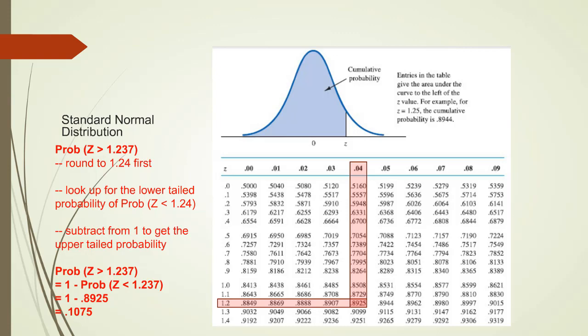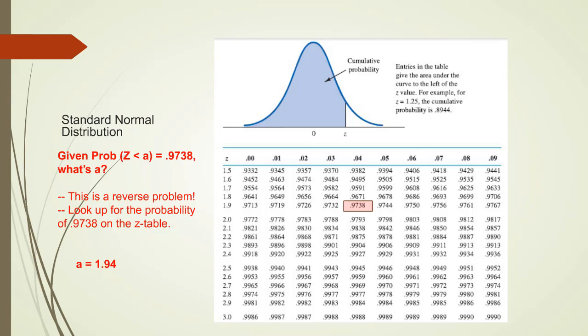The reason is that the z-table only provides the lower-tailed probabilities. So we look up the lower-tailed probability of a z that is less than 1.24, and this is found to be 0.8925. We subtract this number from 1 to get the upper-tailed probability. So the final probability of the upper tail of 1.237 is 0.1075.